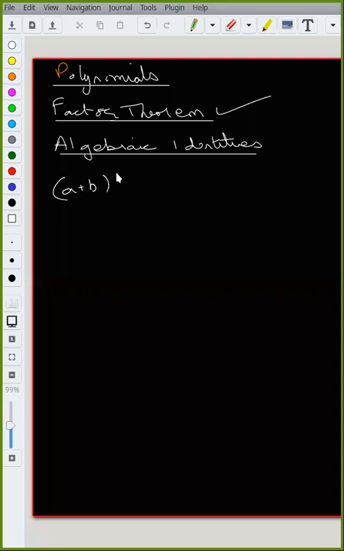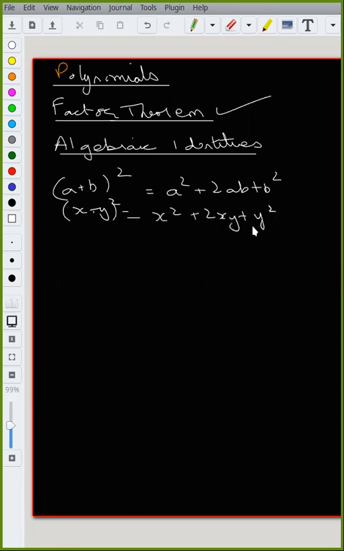a plus b the whole thing squared. Sanika, what will that be? Sir, a square plus 2ab plus b square. Correct. And then we can even replace it with x plus y the whole thing squared, right? It's the same thing, x squared plus 2xy plus y squared.